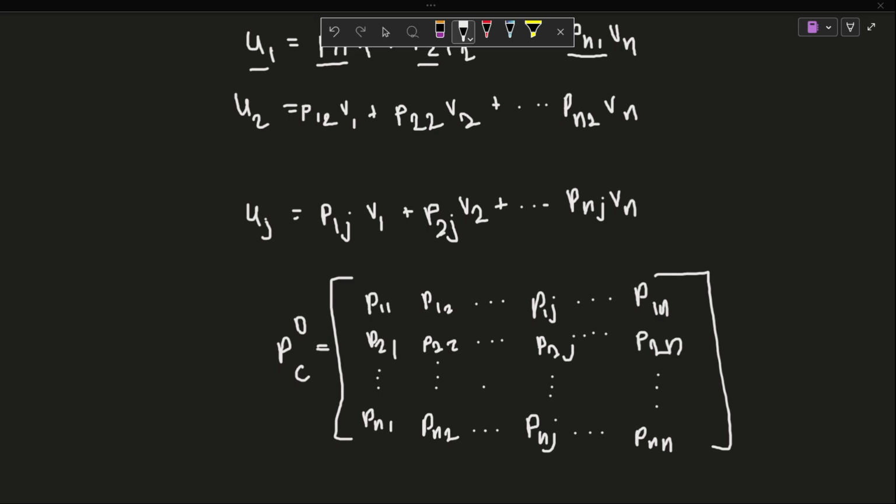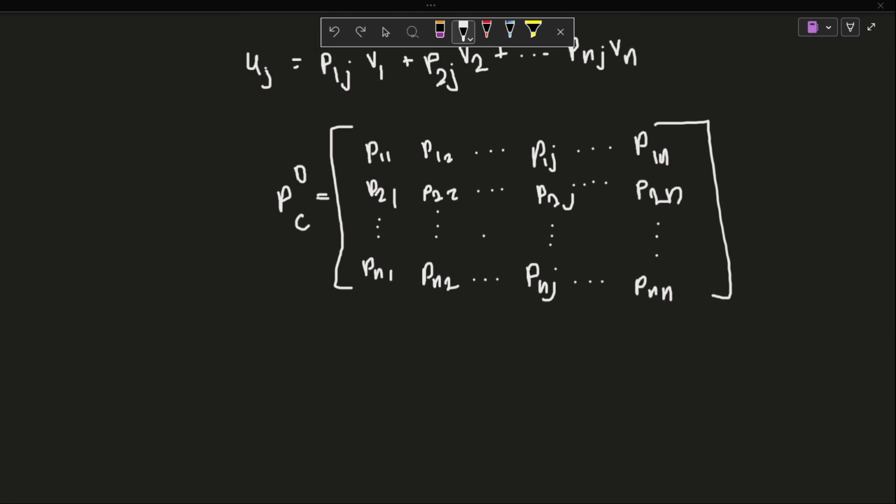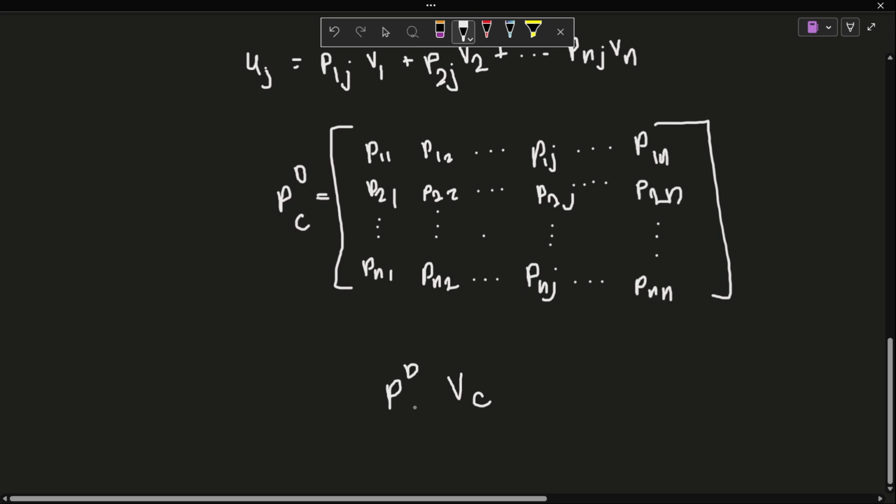So this is our matrix P. We're mapping from the C basis to the D basis because we go from bottom to top. This is what we call a transition matrix. It's going to transition from the C basis to the D basis. If you take some vector in the C basis, let's say VC, and multiply it by P_DC, that is going to give us the output of the same vector, but in coordinate representation in terms of the basis D.